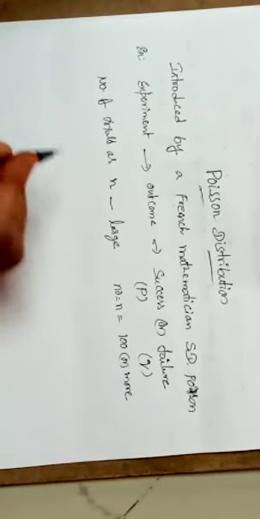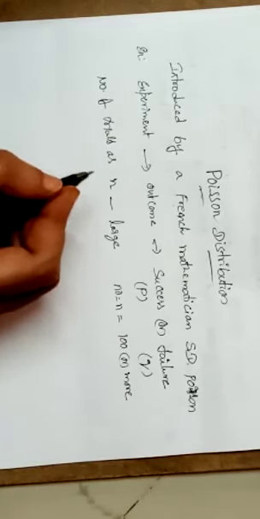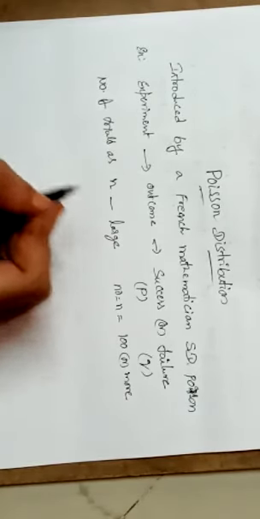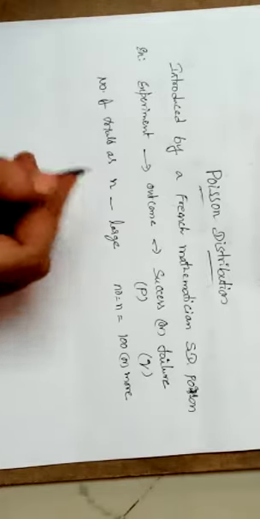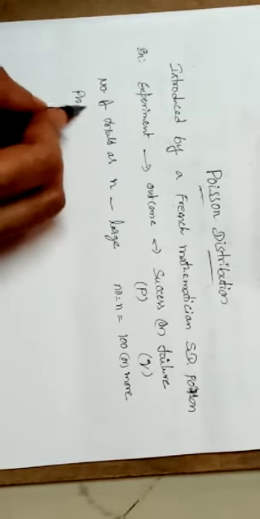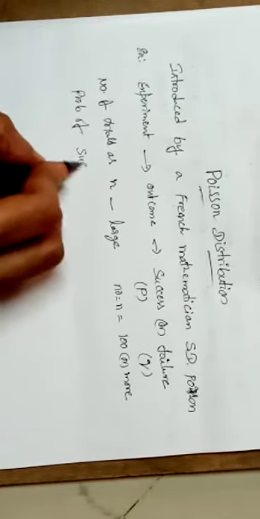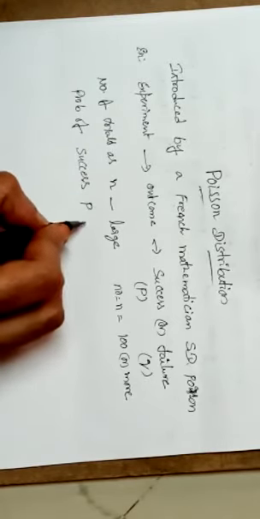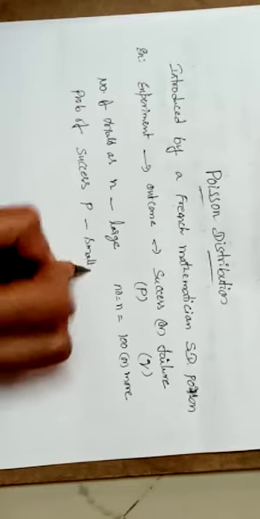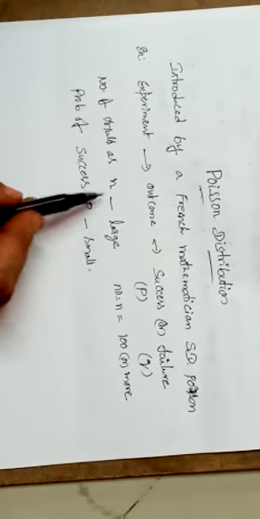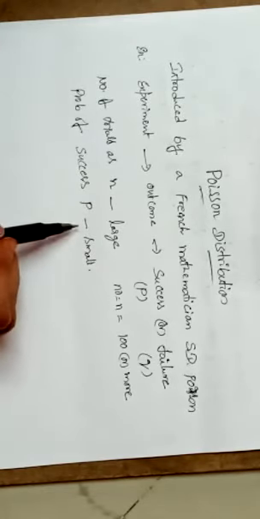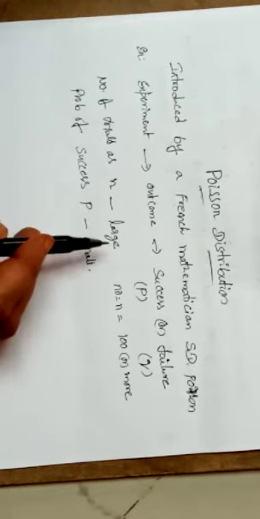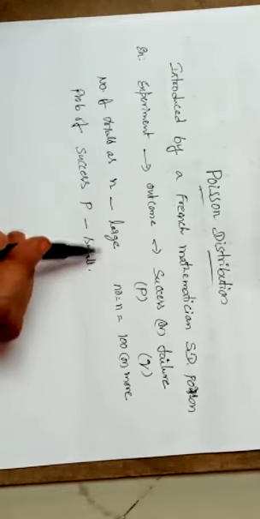Also, a small indication to find which type of distribution it is: the probability of success, that is P, is small. So according to this n and P, we can decide which type of distribution it is.